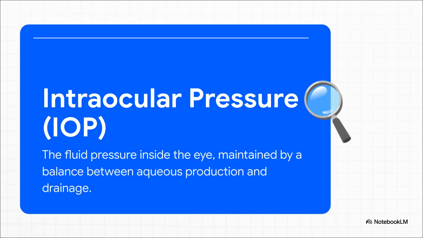And that constant flow creates what we call intraocular pressure, or IOP. You know the best way to think about this? It's just like the air pressure in a tire. You need enough to keep the whole structure firm, but if you have too much, well, that's when you get damage. It's all about that super delicate balance between how much fluid is made and how much drains out.